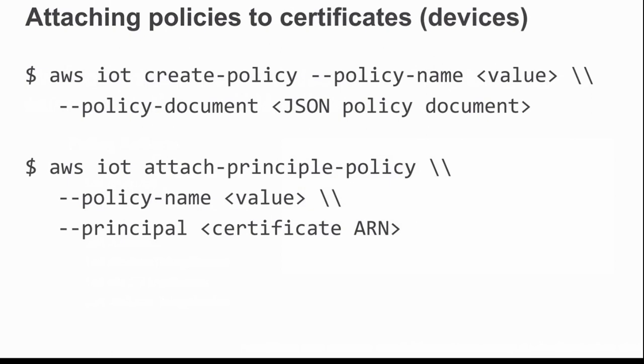AWS IoT create-policy: you specify a policy name, and you include a policy document, which is the JSON policy document, referring to those API actions that I showed a second ago. And then the second command, AWS IoT attach-principal, linking the policy name you've just created to the principal, which is the certificate ARN, which is generated when you create your certificate. And that's it really, very simple.